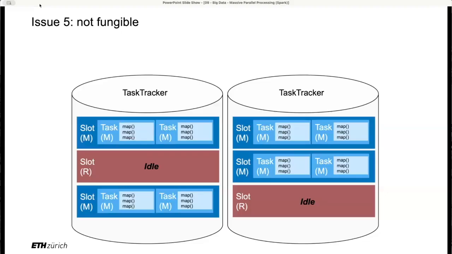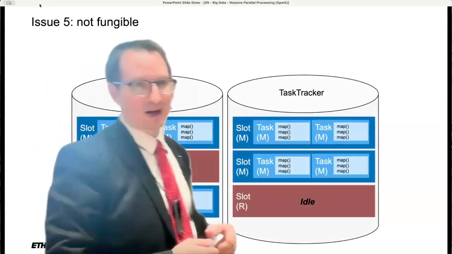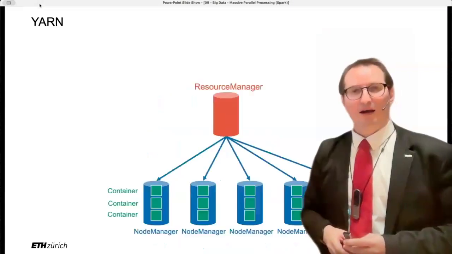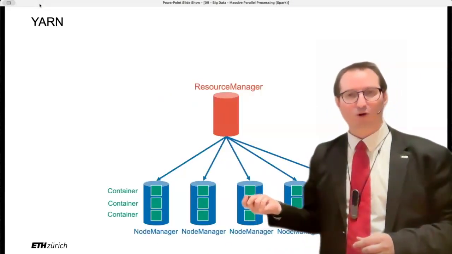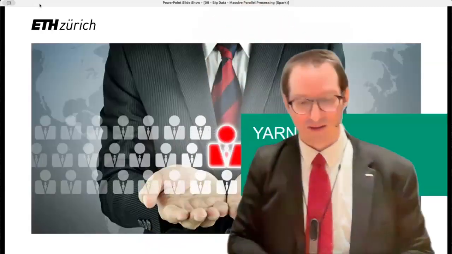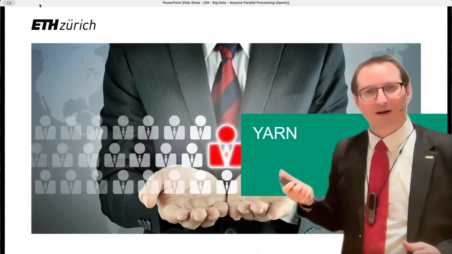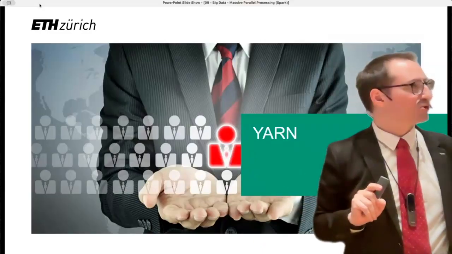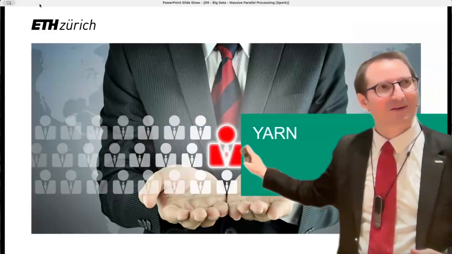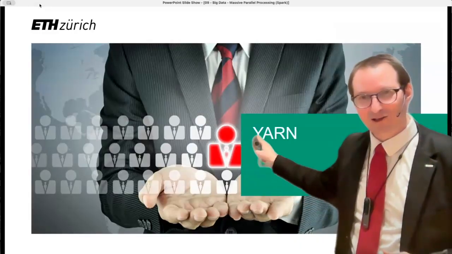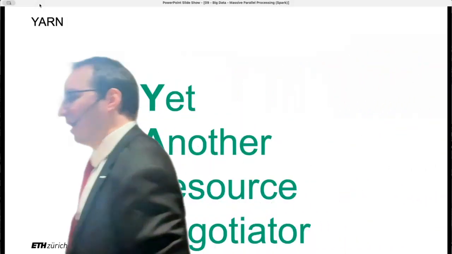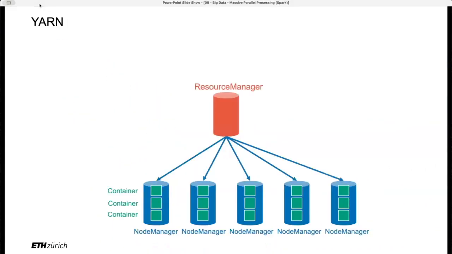Okay. And so, of course, people wanted to solve these problems. There were very smart engineers who thought we need to do something about this. And so what they did is that they designed a completely new system. And they called it YARN. So whenever something starts with YA, do you know what it means? Yet another, exactly: Yet Another Resource Negotiator. That's called YARN.